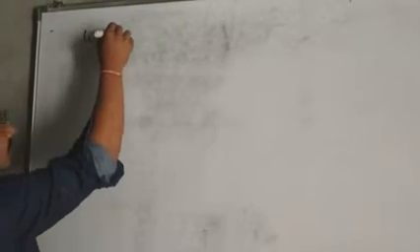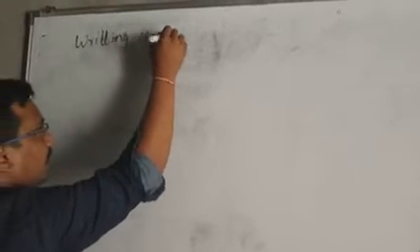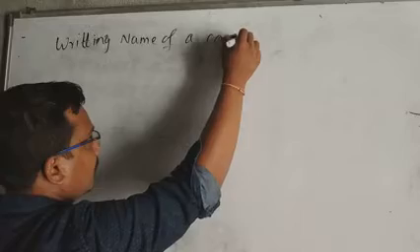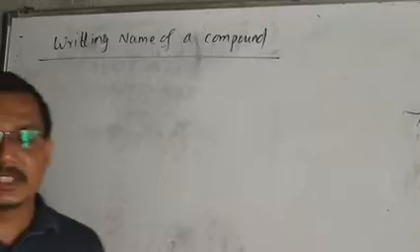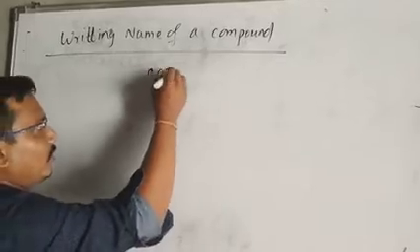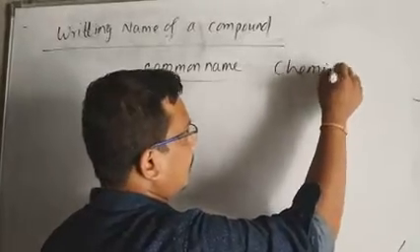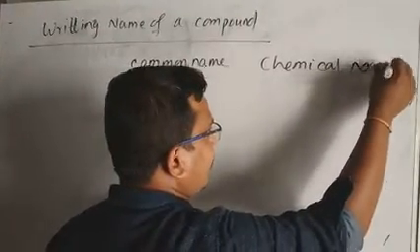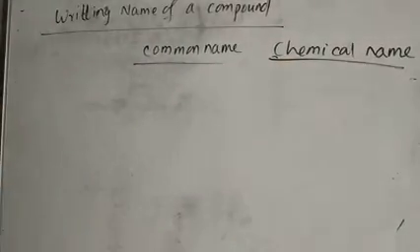Discuss about the topic: how can you write the name of a compound. There are many compounds which have two types of name. One is your common name, another is your chemical name. Two types of name generally.